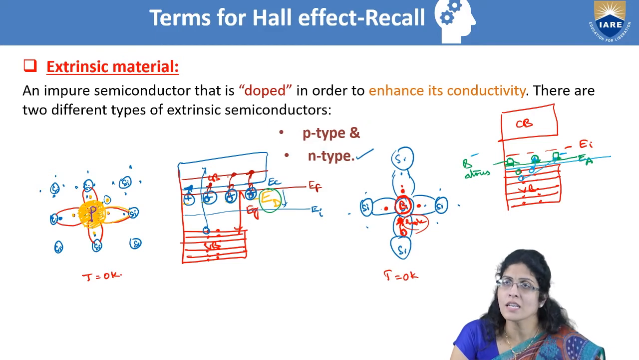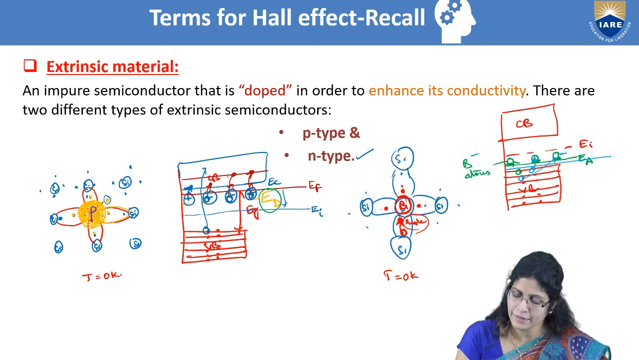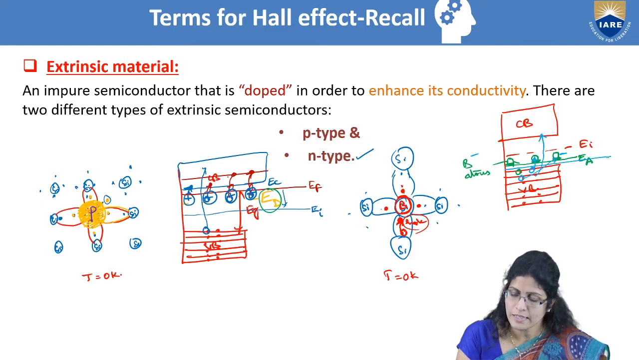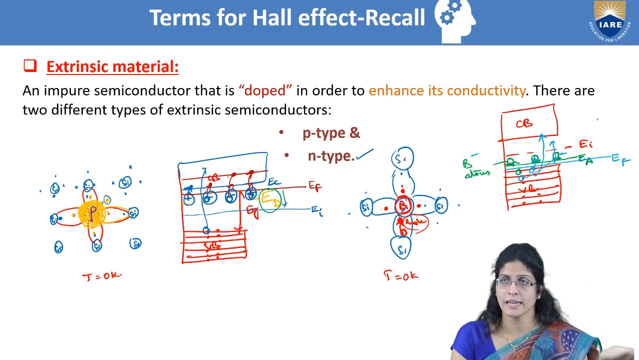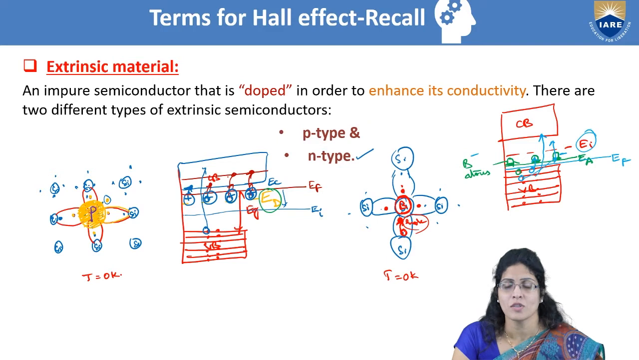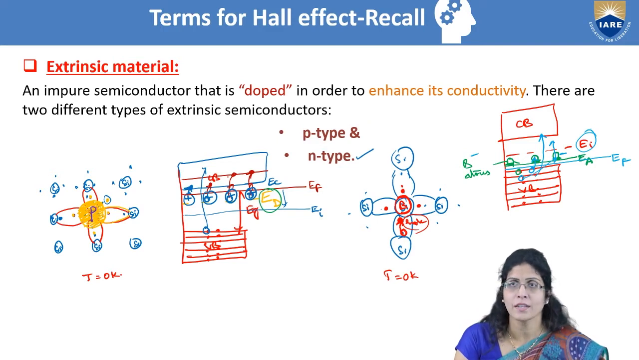Now still as you raise the temperature, what will happen? The remaining electrons may rise towards the conduction band. So slowly this Fermi level, which is there here, will shift higher, that means towards the conduction band, that means towards the intrinsic level. So this is the band and the bond pictures of the p-type and n-type semiconductor.